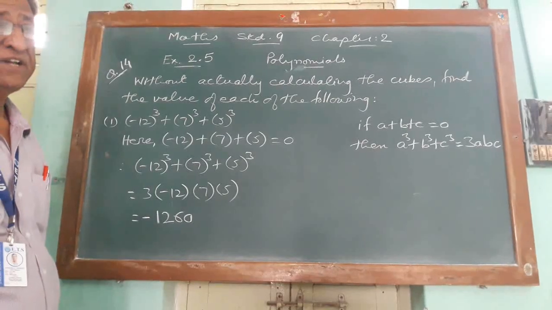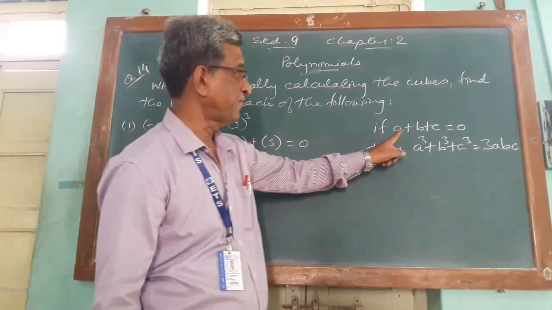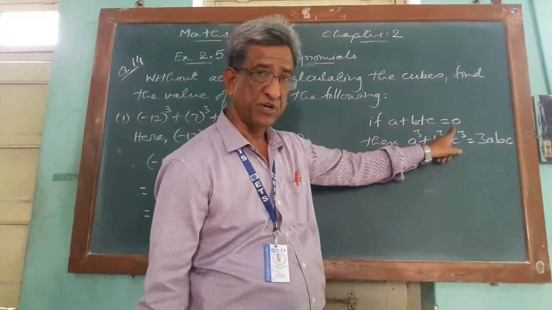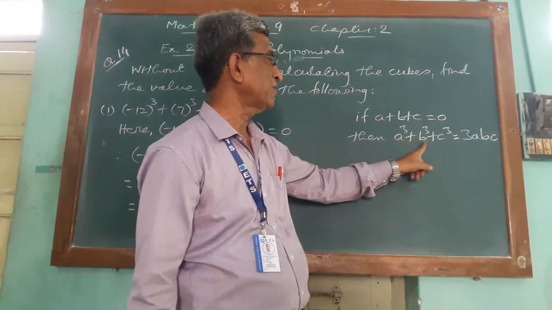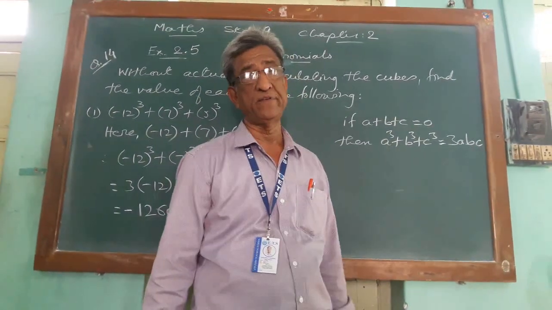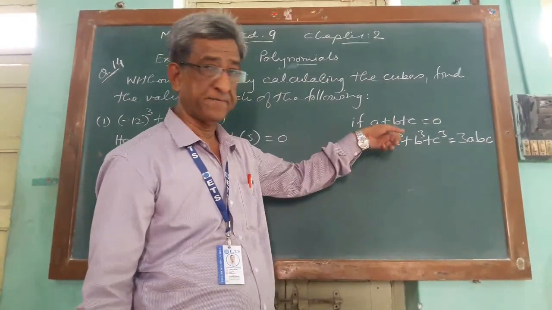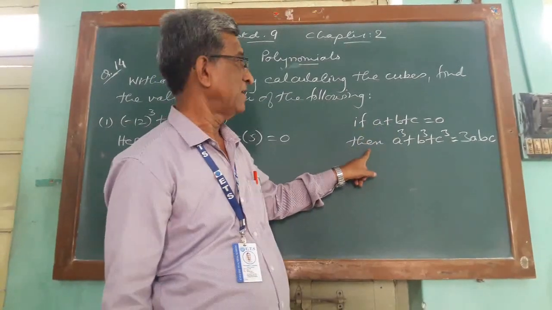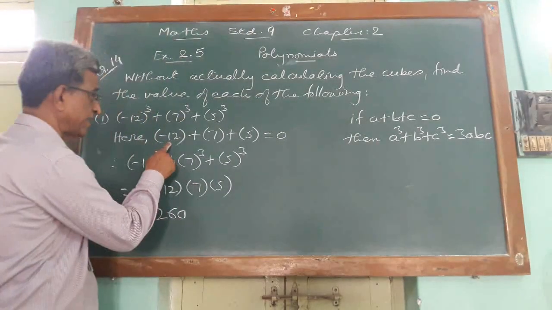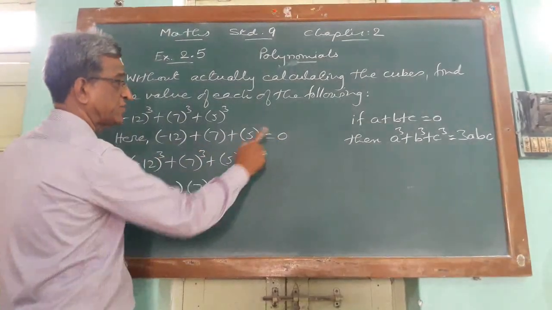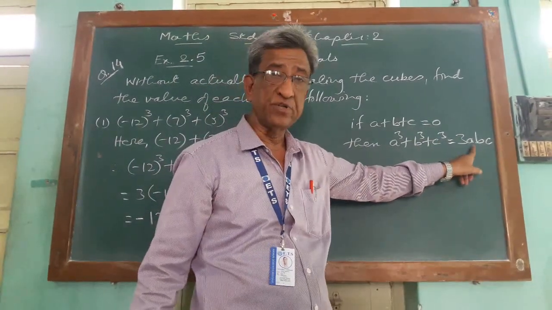In the previous question we have proved that if a plus b plus c equal to 0, then a cube plus b cube plus c cube equal to 3abc. So you do not have to calculate the cubes. You have to use this formula. Here minus 12 plus 7 plus 5 equal to 0, so a cube plus b cube plus c cube equal to 3abc.